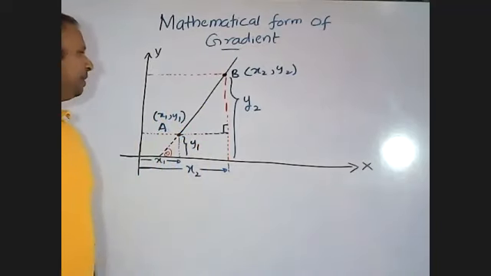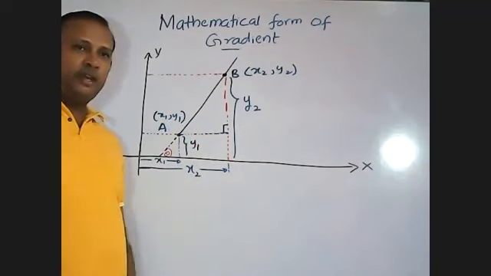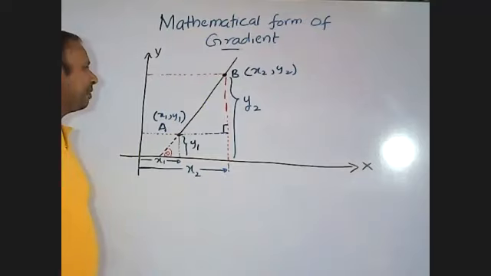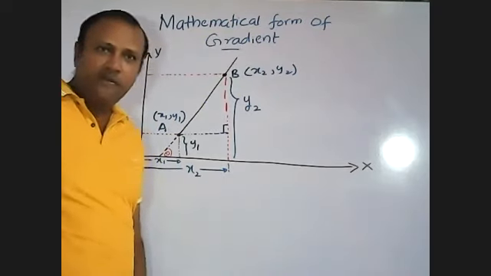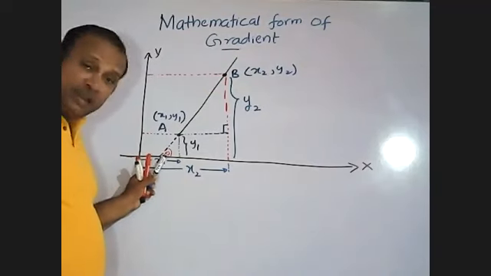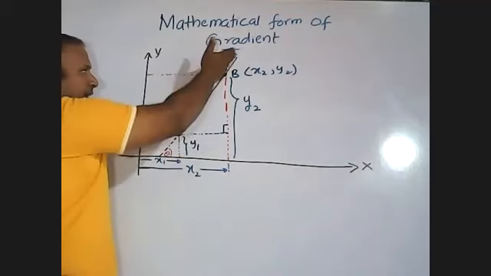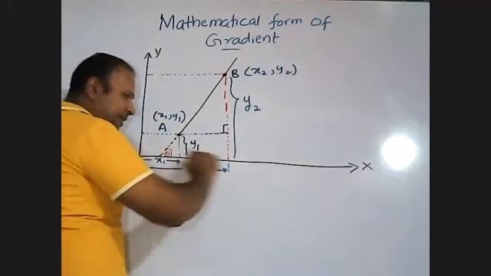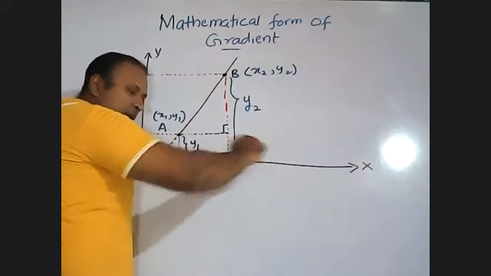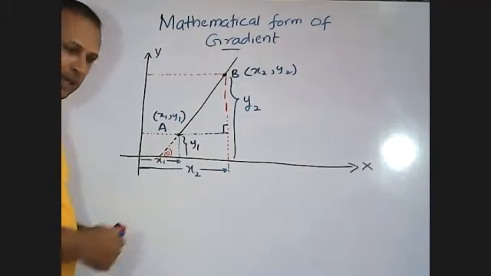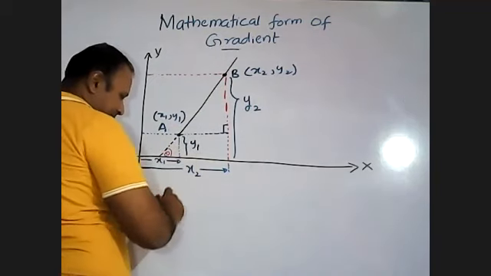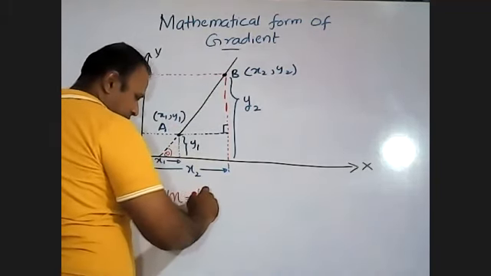What we are discussing is the mathematical form of the gradient. In this case, we have used a straight line as a graph. So the gradient should be equal to the tan value of this angle. This angle means the angle between the straight line and the positive x-axis. Therefore, gradient should be equal to tan theta.